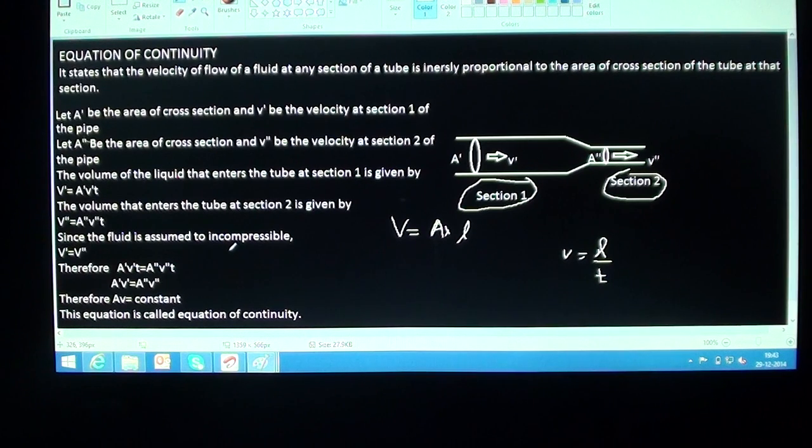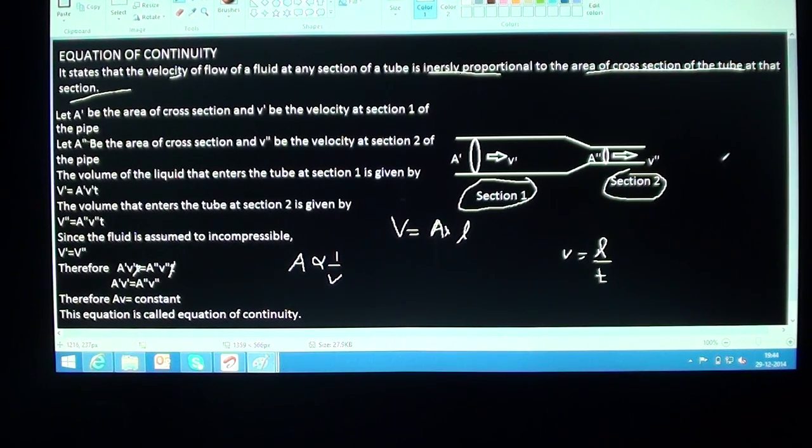We have assumed that the fluid is incompressible, in the sense that the volume at every place remains constant, so V dash is equal to V double dash. On equating, we can cancel T on both sides. So we get A dash into V dash is equal to A double dash into V double dash. Therefore A into V is equal to constant. So we can write that velocity is inversely proportional to the area of cross section of the tube at that section.